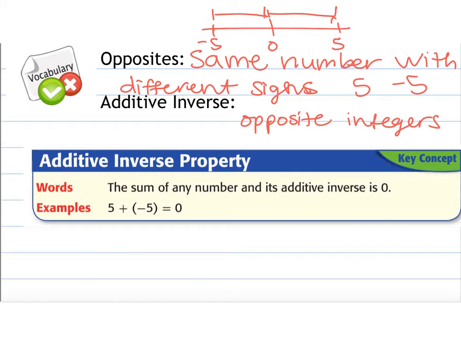So the additive inverse property tells us that if we take two opposite numbers and we add them together, they will equal 0. So if we had 7 plus -7, those are opposites, that's going to equal 0. If we have 10 plus -10, those are opposites, so it's going to equal 0.